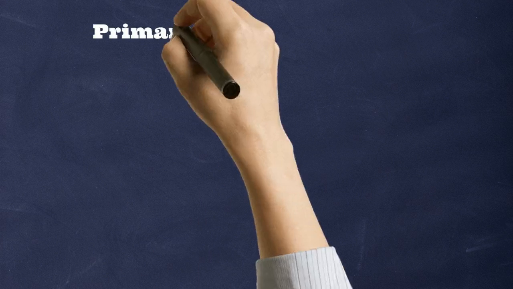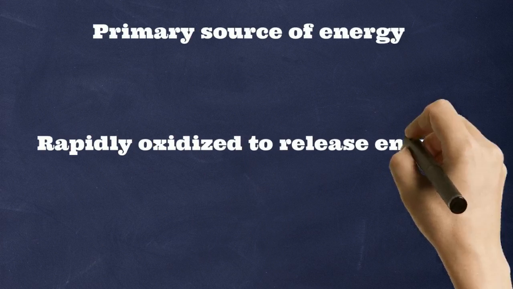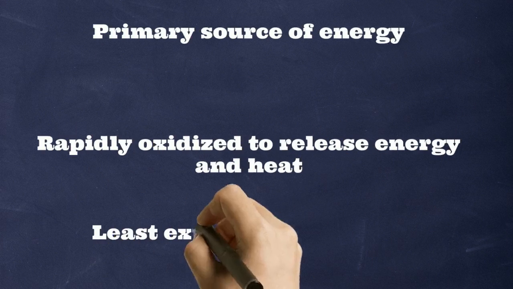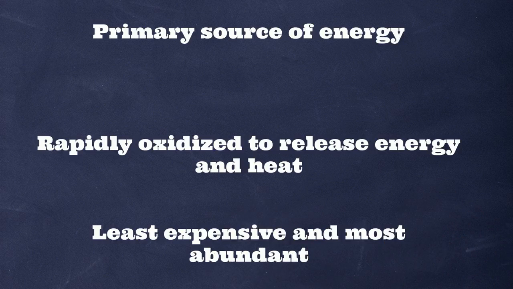Carbohydrates are a primary source of energy for the body. They're rapidly oxidized in order to release energy, and their byproduct is heat. It is also the least expensive and most abundant of the energy nutrients.